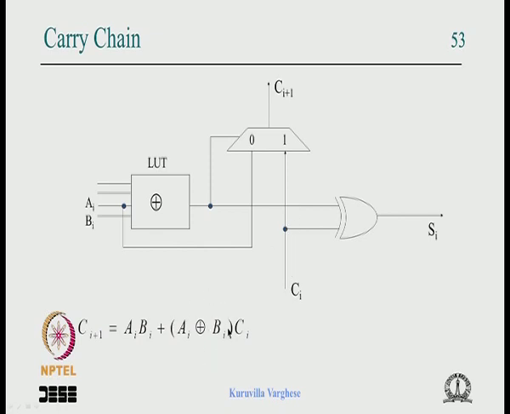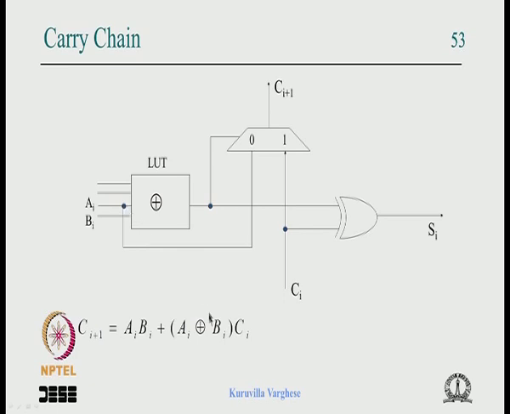So if this is 1, then CI plus 1 is CI. So if either of the bits is 1, the carry depends on the input carry. So if the carry input is 0, then the carry output is 0. If carry input is 1, carry output is 1. If it is not, like if this is 0, then the carry I plus 1 is AI BI. So you can see that if it is 0, this path is selected.